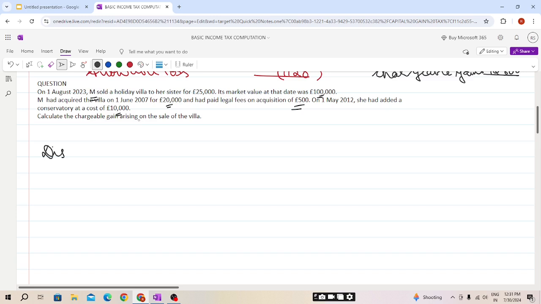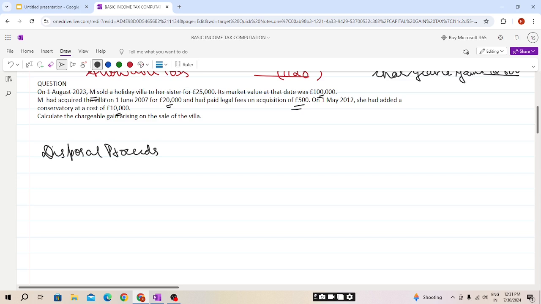As it is a villa, it will be a chargeable asset. As it is freehold land and building, it will be a chargeable asset. So disposal proceeds will be, students, the amount which she received. But yes, we have received 25,000.